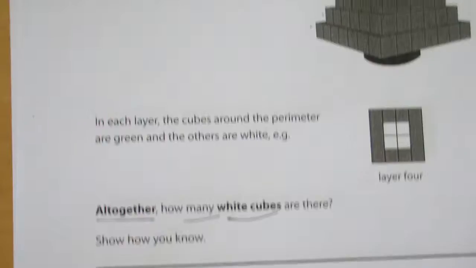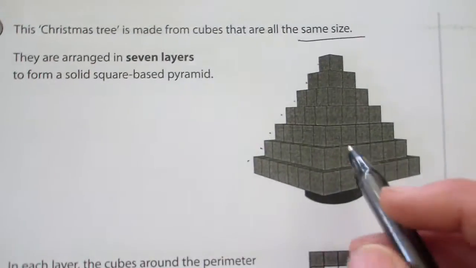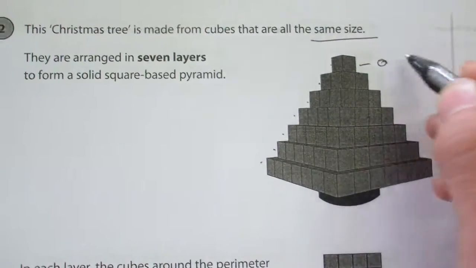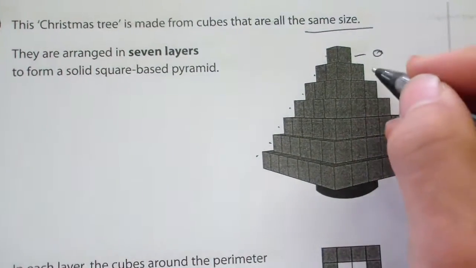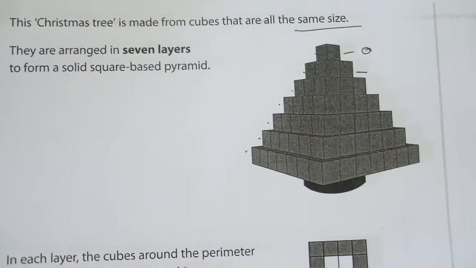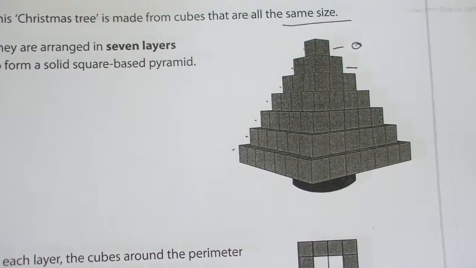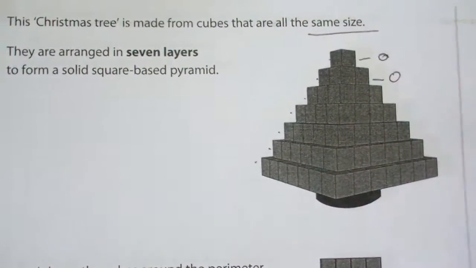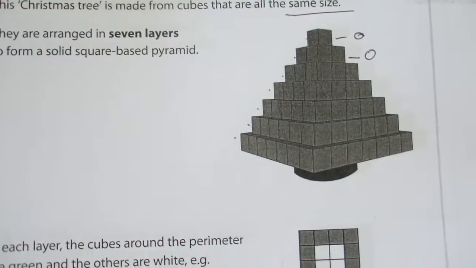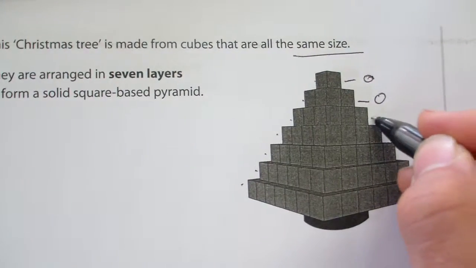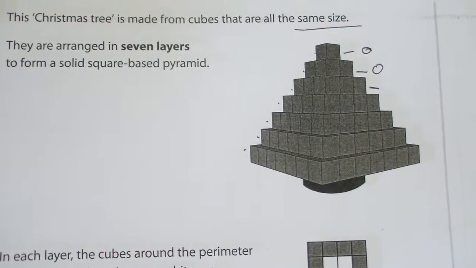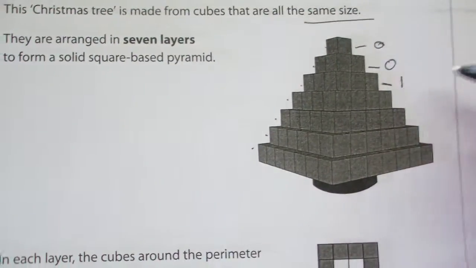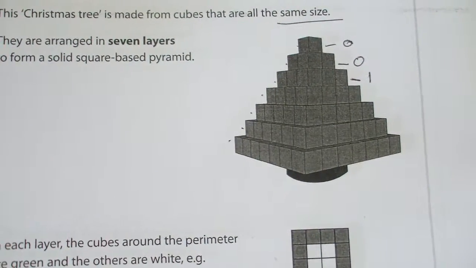If we look at the question, look at the top. First of all, there's going to be none in this layer because it's just one green cube on the top. This one as well, there's nothing inside. There's 4 cubes placed next to each other. There's no white cubes inside there. On the next layer down, we've got a 3 by 3. So there's going to be one white cube placed in the middle of those.